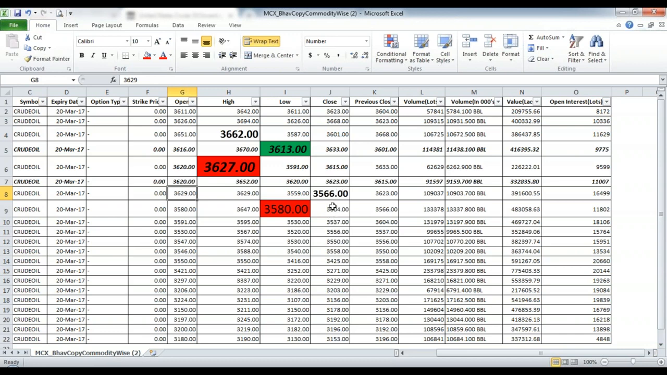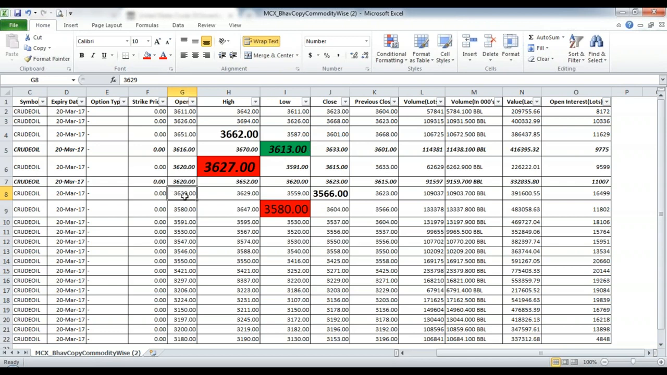When this happened, if you look at it, did any of the days close above 3613? The answer is no. Okay, because it's a very important pattern. It happens in equities also.